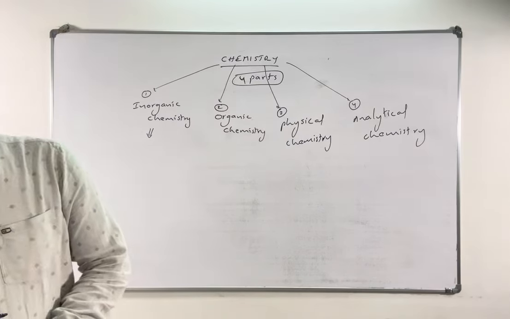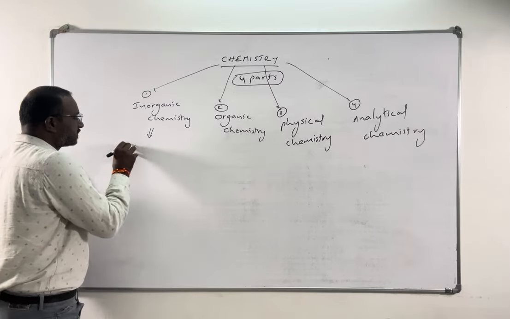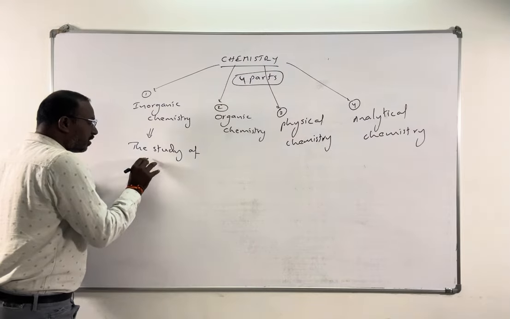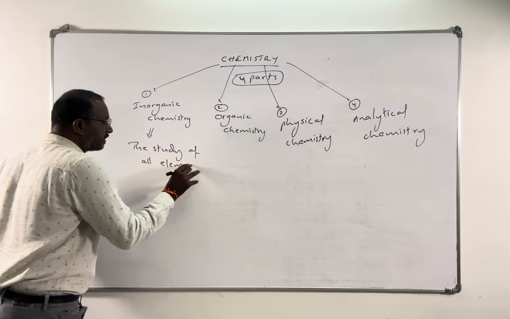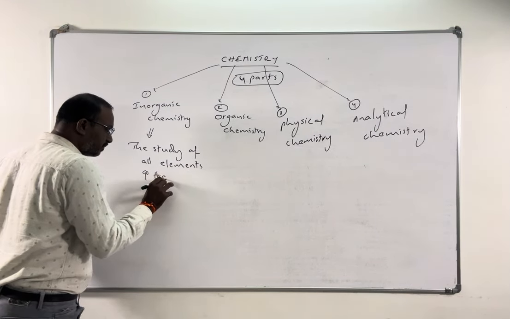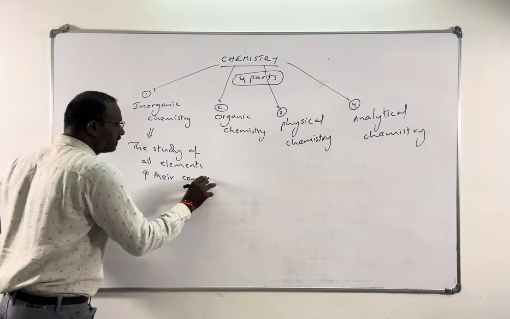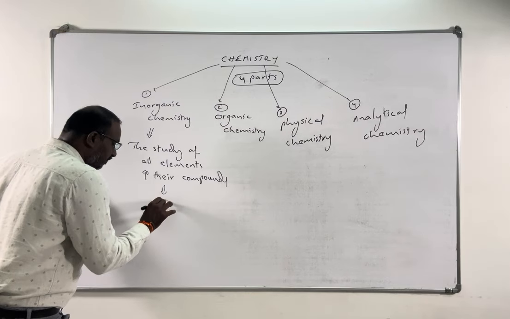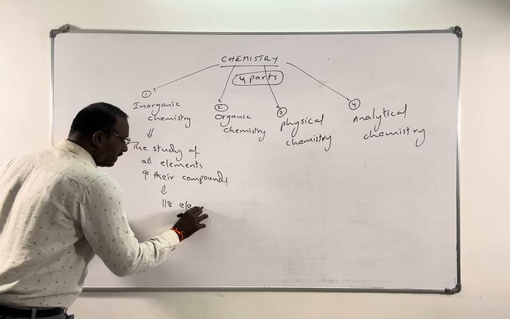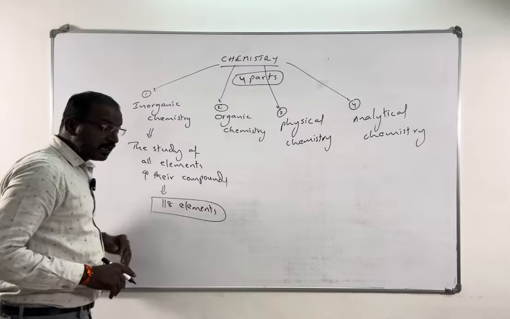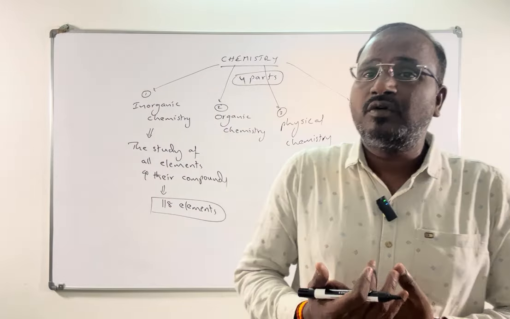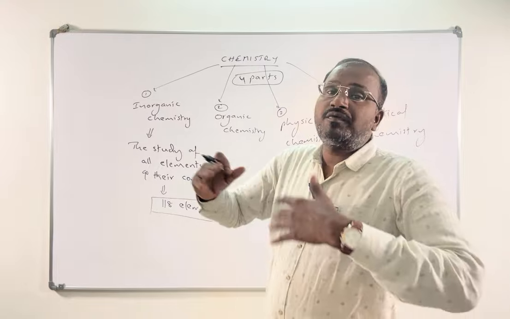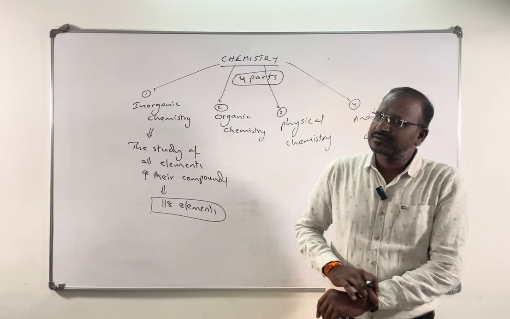What are the things we are going to discuss in inorganic chemistry? It is nothing but the study of all elements and their compounds. Till now, in the modern periodic table, we have 118 elements. I'm not going beyond the modern periodic table. It is not necessary, because the elements in the modern periodic table are more than enough. If you go beyond that, it is a waste of time, waste of energy, waste of subject.